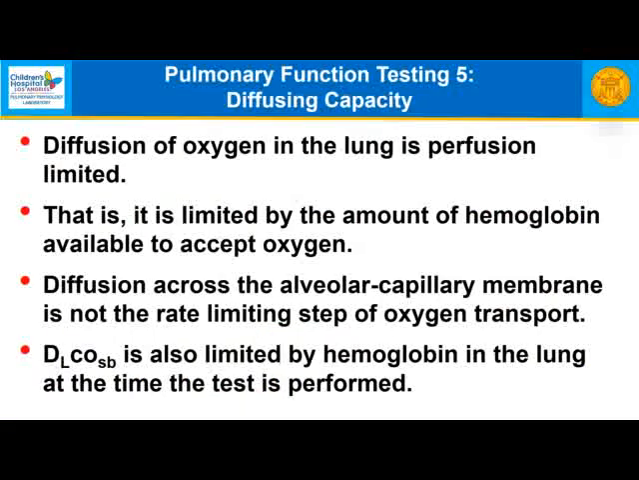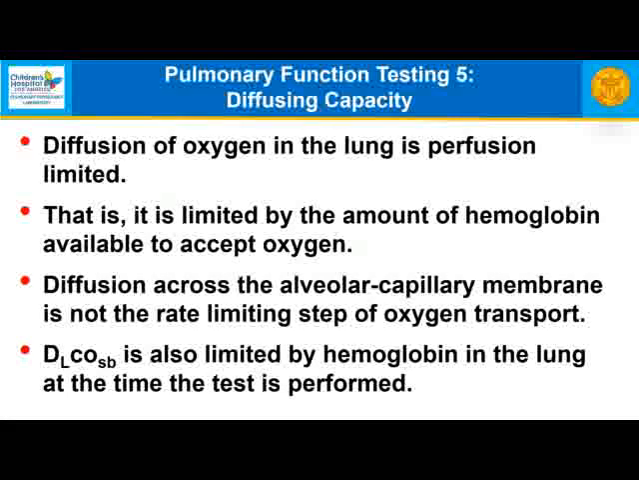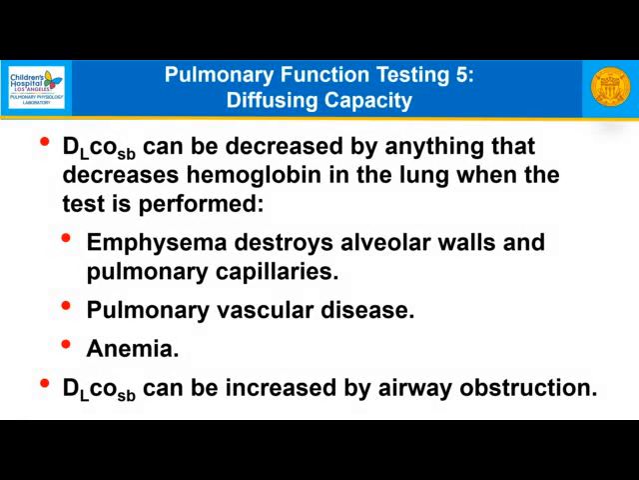So what have we learned? Diffusion of oxygen in the lung is perfusion limited, at least at sea level in normal individuals. That is, it is limited by the amount of hemoglobin available to accept oxygen. Diffusion across the alveolar capillary membrane is not the rate limiting step of oxygen transport. The DLCO is also limited by hemoglobin in the lung at the time the test is performed, and in fact, primarily limited by that. The DLCO for carbon monoxide can be decreased by anything that decreases hemoglobin in the lung when the test is performed.